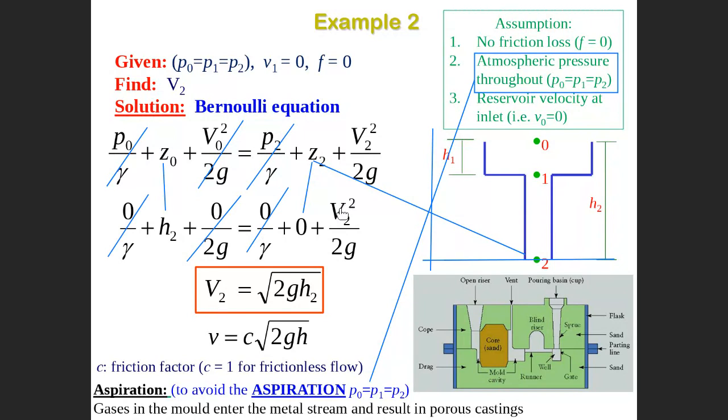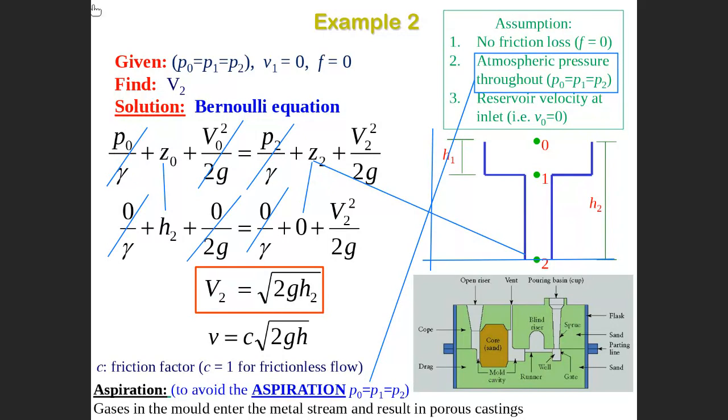Then you get the equation: V2, which is the velocity at 2, equals the square root of 2g H2. Actually, this is a very important equation. Why?